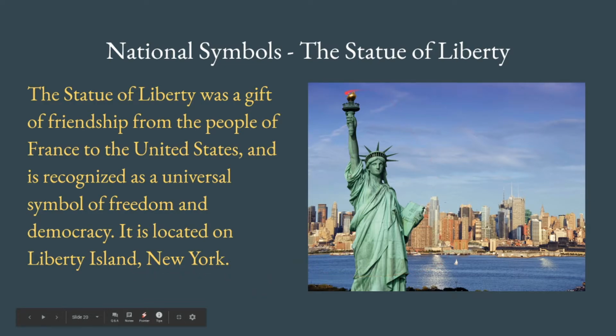And so you can see this is the Statue of Liberty right here. She's standing on Liberty Island, which you can see the base of the tree lines right here. And this is the skyline of New York City behind her. So she's located in New York. And so question 8 asks for you to write where the Statue of Liberty is located. So go ahead and answer that question now.